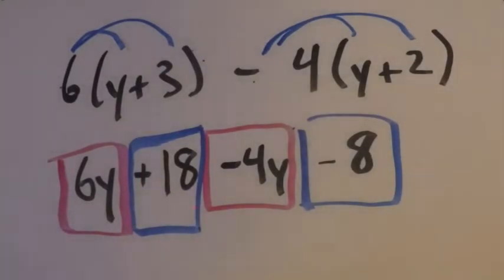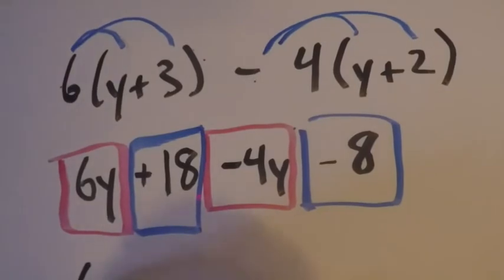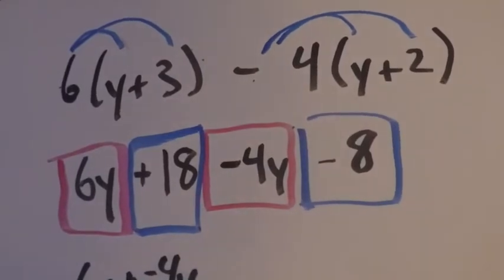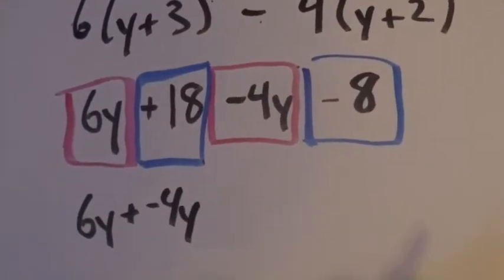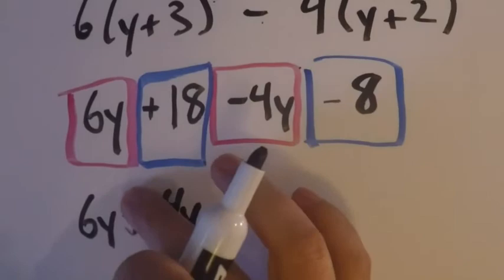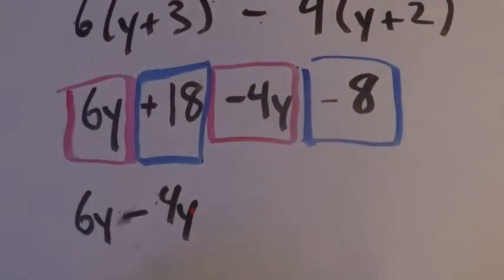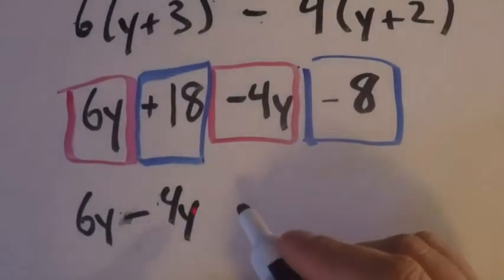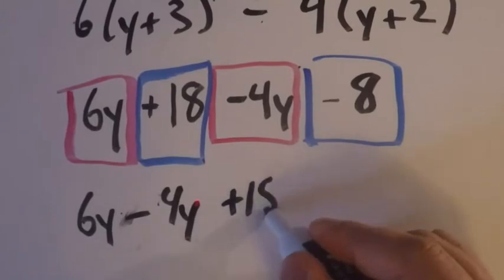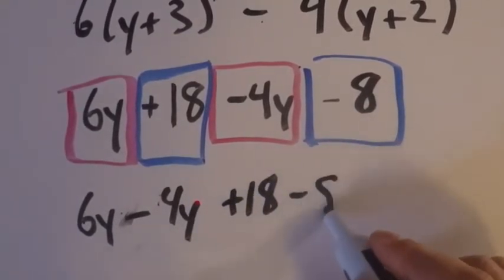For the first one, we have 6y, and we're adding it with our -4y. There are two ways to write this. You could write it as 6y plus -4y, or if you chose to, you could also write it as 6y minus 4y, and that's how I'm going to keep it here. Then we have our 18 and our -8. So again, we have plus 18, then we have our -8 here.